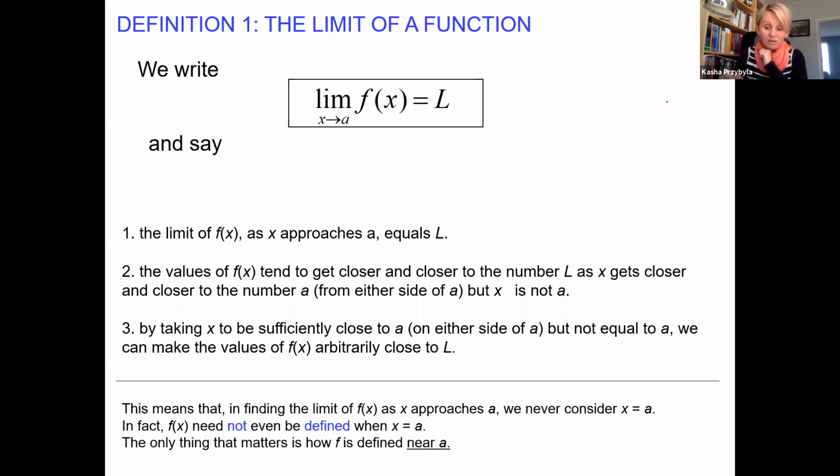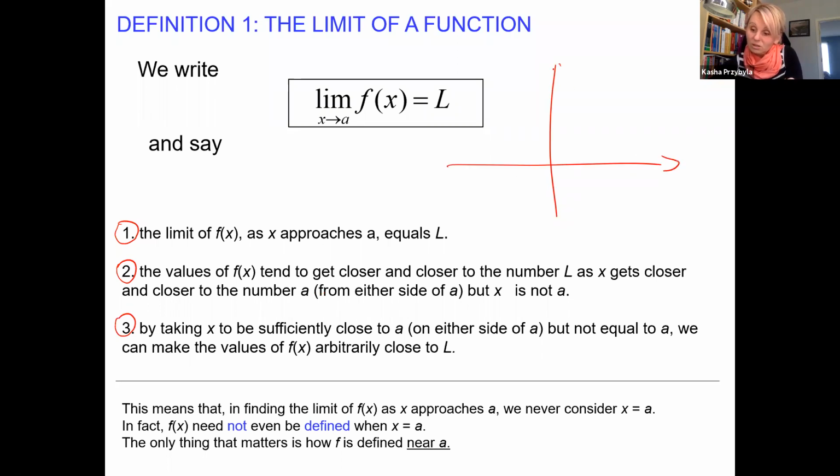And then I have a general statement. The limit of the function f of x as x approaches a equals L. And you can pick any description, any way to express this. I think I said the first option. You can read this and understand this as the values of f of x tend to get closer and closer to the number L as x gets closer and closer to the number a.